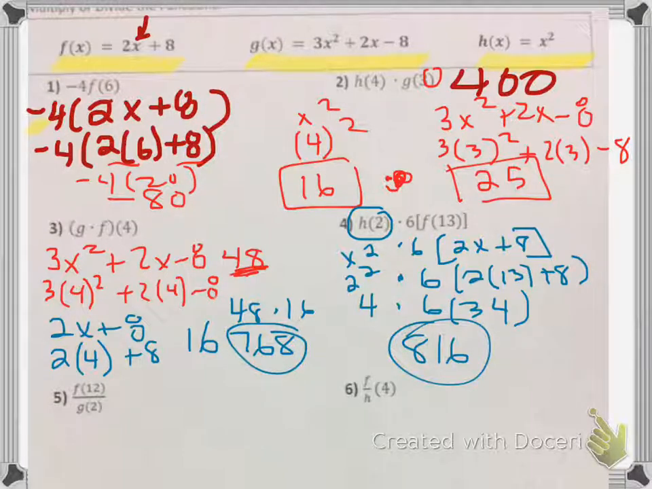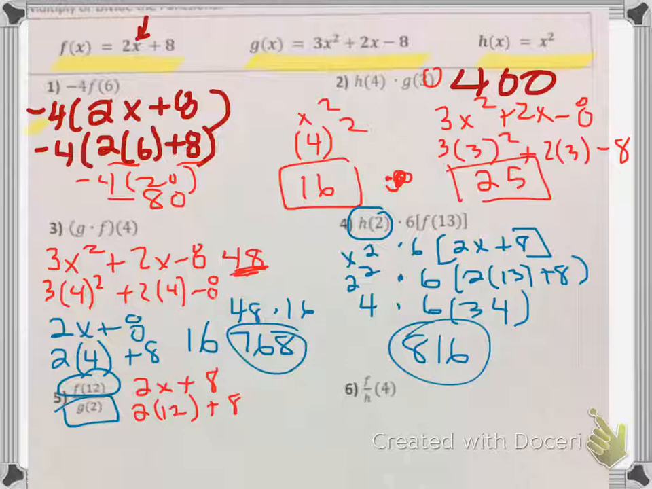All right, these next two, the first one says find f of 12, and then it says divide it by g of 2. So I'm going to find f of 12 first. So I'm going to go up to my f function, and I'm going to substitute in the 12. So my f function is 2x plus 8. I'm going to put 12 in there, so 2 times 12 plus 8. That's going to be 24 plus 8, which is 32. So on the top of my fraction, I have 32.